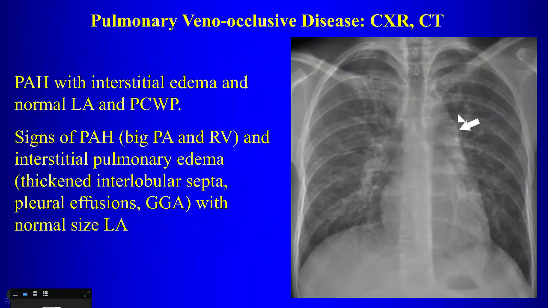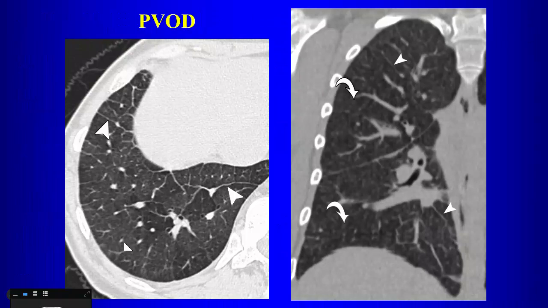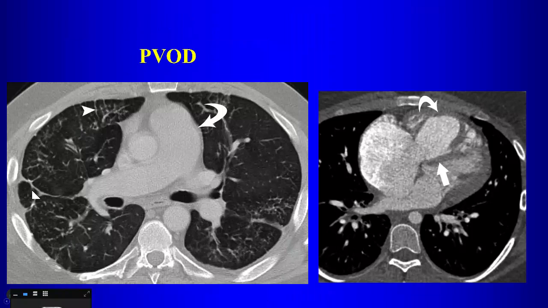So they can have a big main pulmonary artery, but they have some increased interstitial lines from interlobular septal thickening. I mean, it looks like they might have interstitial edema. They can have areas of ground glass opacity. Right? So you can see the thickened interlobular septae here from interstitial edema in these cases. Pulmonary artery hypertension, but the left heart is normal, hence the pulmonary capillary wedge pressure is normal. This is pulmonary veno-occlusive disease. Okay?